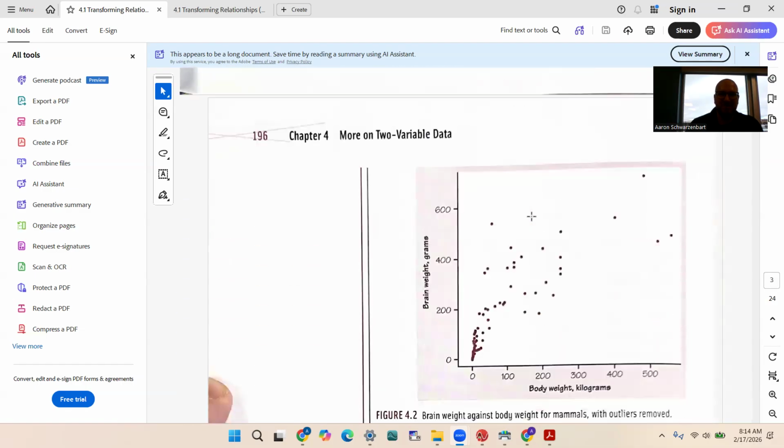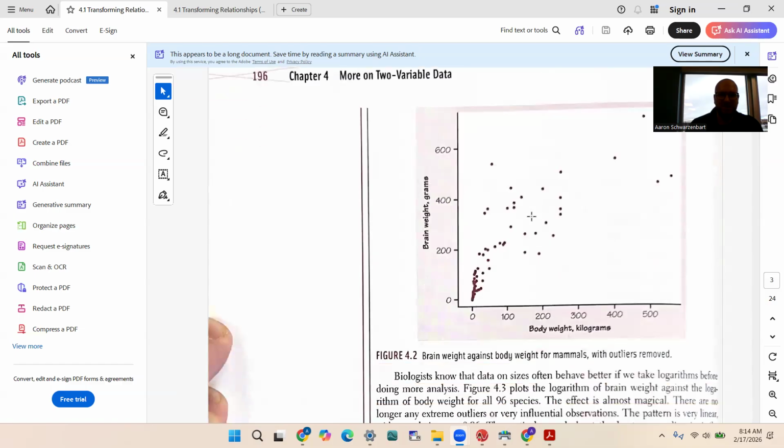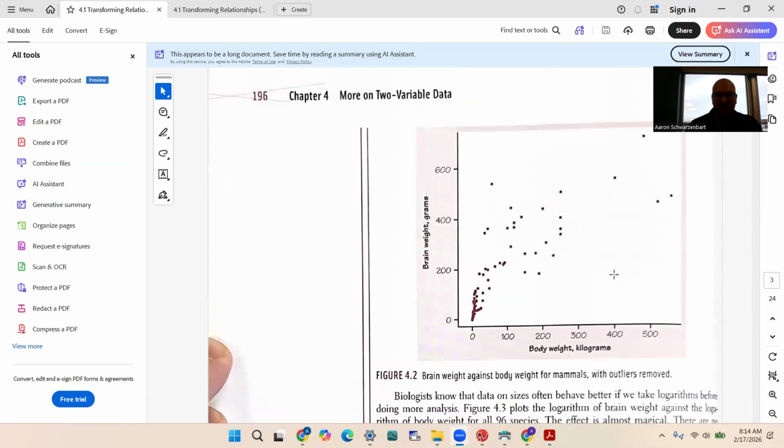So if we take out those four, we get a graph that looks like this, which looks a lot more logarithmic than linear, doesn't it?